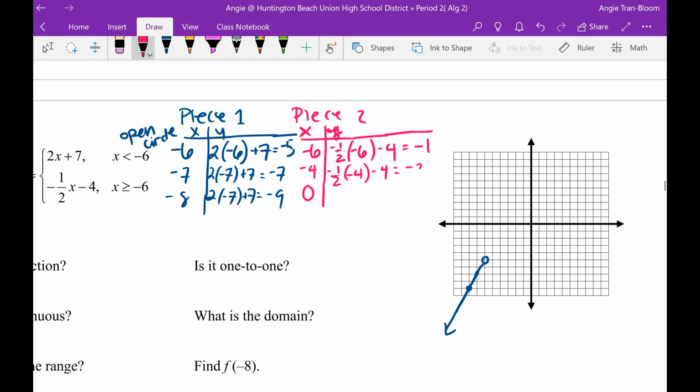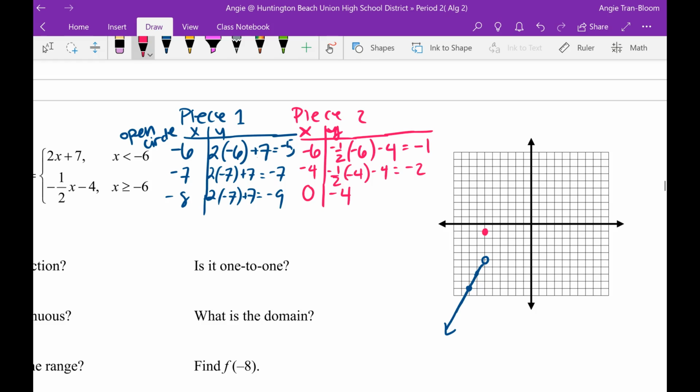Negative 2. Someone check that for me. Yeah? Okay. And then 1 is 0. What's your output? Negative 4. I love 0, right? Okay, let's put it in. Negative 6, go up to here.